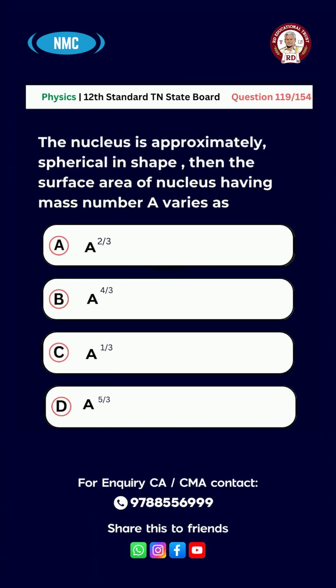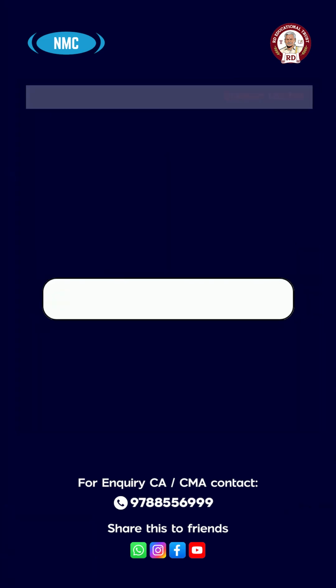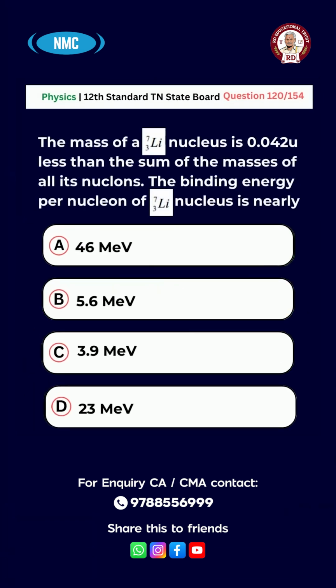The right answer is option A, power 2 by 3. Question number 120. The mass of a 7 by 3 Li nucleus is 0.042 u less than the sum of the masses of all its nucleons. The binding energy per nucleon of 7 by 3 Li nucleus is nearly: option A, 46 MeV; B, 5.6 MeV; C, 3.9 MeV; D, 23 MeV. The right answer is option B, 5.6 MeV.